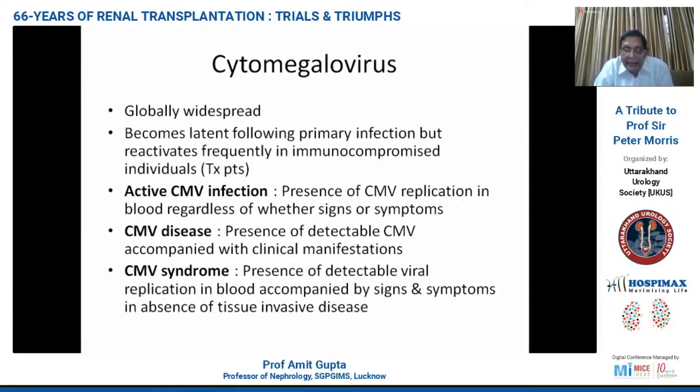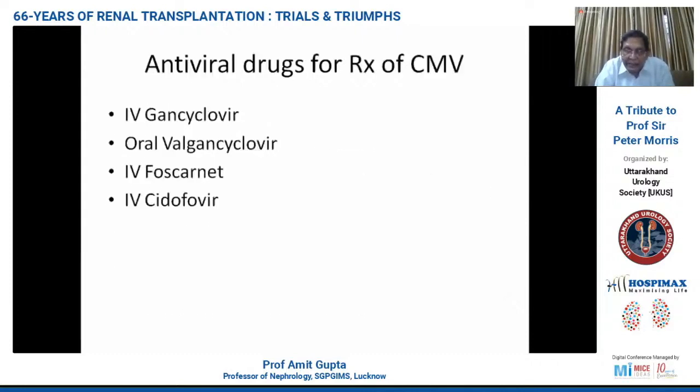Cytomegalovirus can lead to active CMV infection, where you have the presence of CMV replication in the blood regardless of whether symptoms or signs are present. Then you can have CMV disease, where you have the presence of detectable CMV accompanied with clinical manifestations. And then you have the CMV syndrome, where you have the presence of detectable viral replication in the blood accompanied by signs and symptoms in the absence of tissue invasive disease.